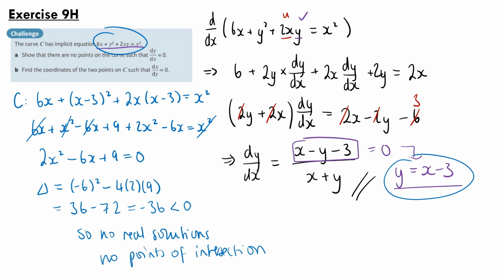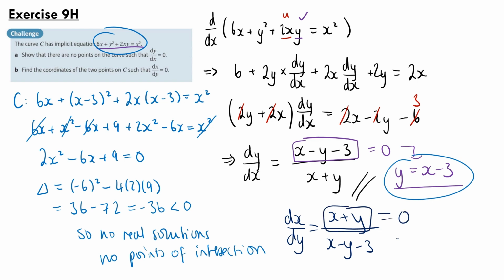And then for part B, we're asked to find the coordinates of the two points on C such that dx by dy is equal to 0. Well, we know that dx by dy is just going to be the reciprocal of dy by dx. So dx by dy is equal to x plus y over x minus y minus 3. So now we need to find the points for which x plus y is equal to 0, or in other words, y is equal to minus x. And again, we do the same job of solving this equation simultaneously with the implicit equation for the curve.